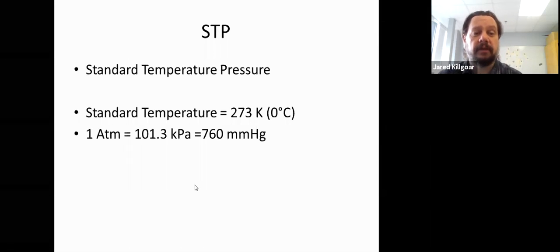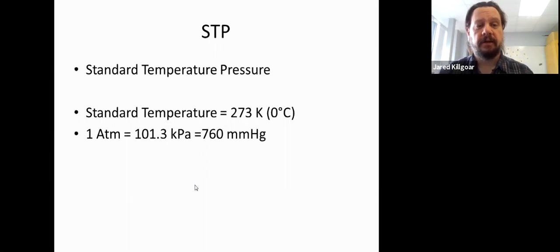And one more thing, standard temperature and pressure. Standard temperature is 273 Kelvin, which is 0 degrees Celsius. And 1 atmosphere of pressure, which is 101.3 kilopascals, which is 760 millimeters of mercury.